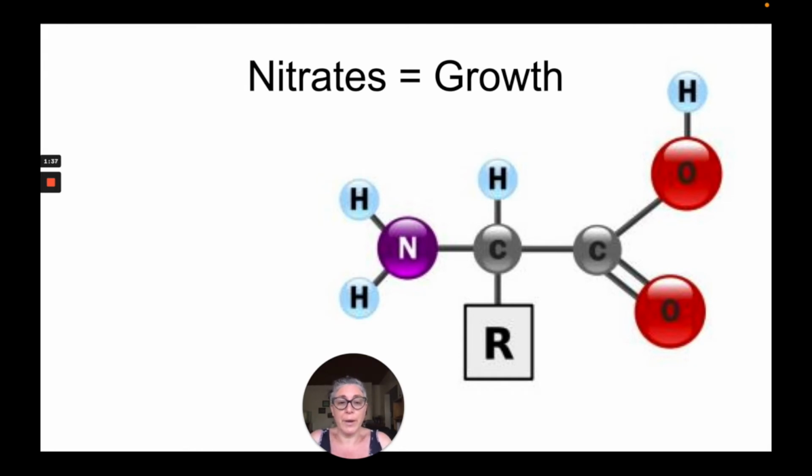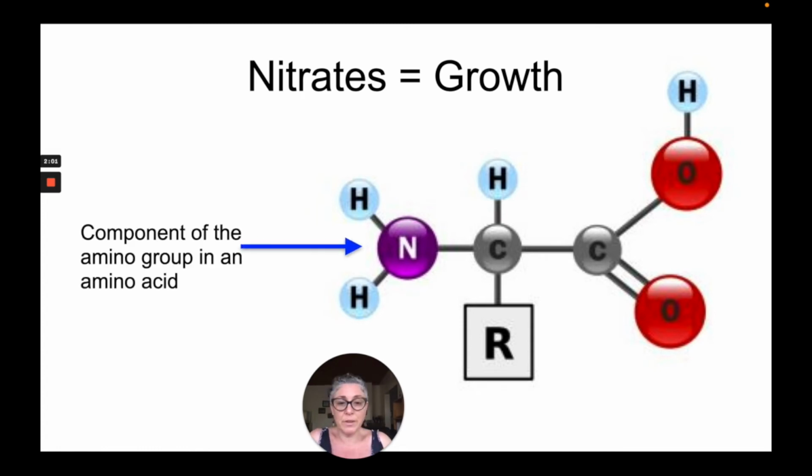Here we have an amino acid, just the generic amino acid. We know the carboxyl group is on the right, the COOH. We have the central carbon with a hydrogen molecule, and the R group, which is going to differentiate between all of the 20 different amino acids, which we talked about in the unit on biological molecules. And then we have the amine group, the NH2 group that is part of this amino acid.